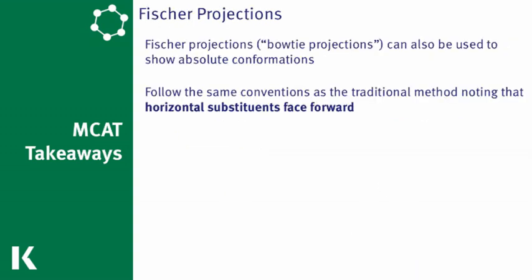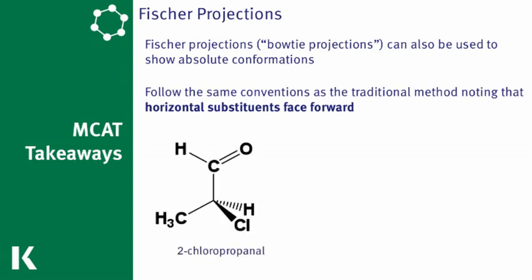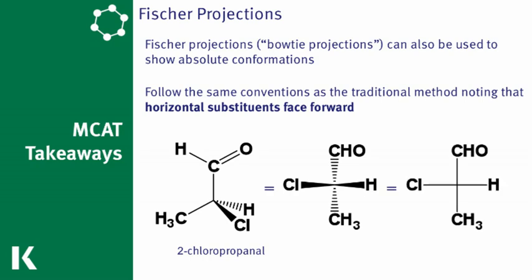For Fischer projections, the main points we stressed were that substituents in the wedge-dash notation that point into or out of the page get drawn on the horizontal of the Fischer projection, while those substituents that are drawn in the plane of the page in the wedge-dash notation become the verticals of the Fischer projection. Also, be sure to remember that whatever configuration you derive from the Fischer projection needs to be flipped so that it matches the configuration of the wedge-dash projection.